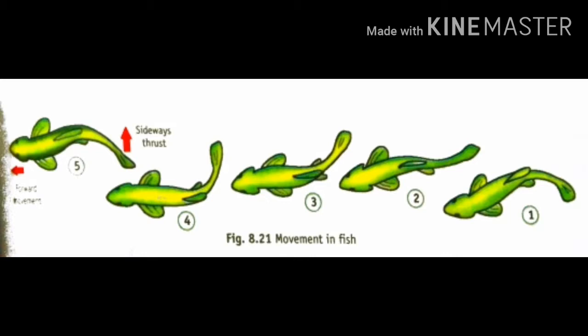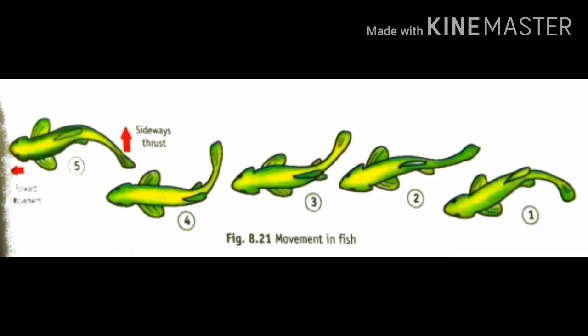Fish have a number of fins that help to balance the body in water. The tail fin is used to change the direction, and the remaining fins help them to balance in the water.